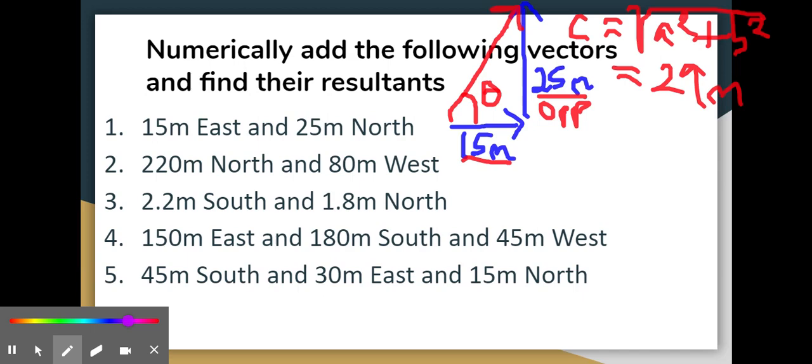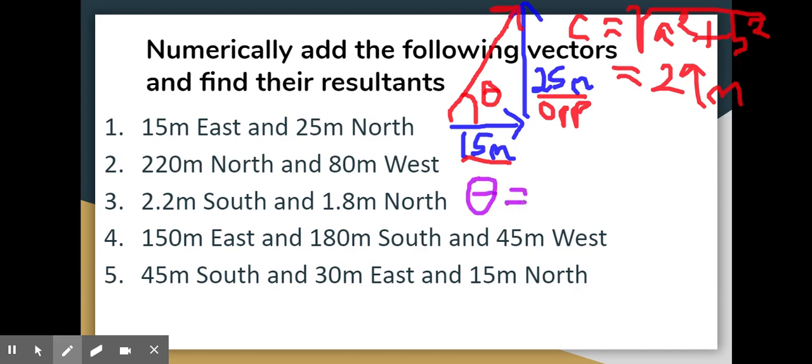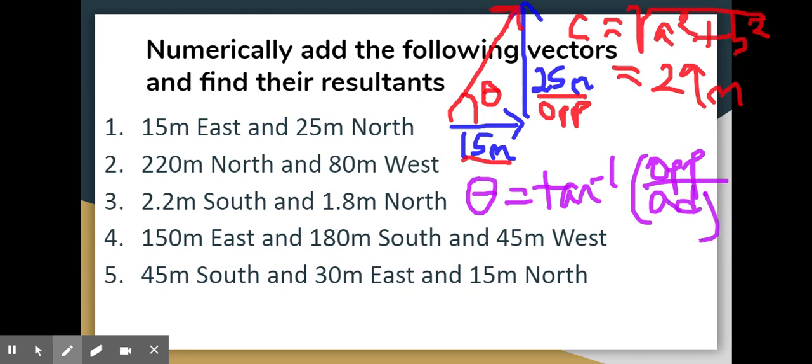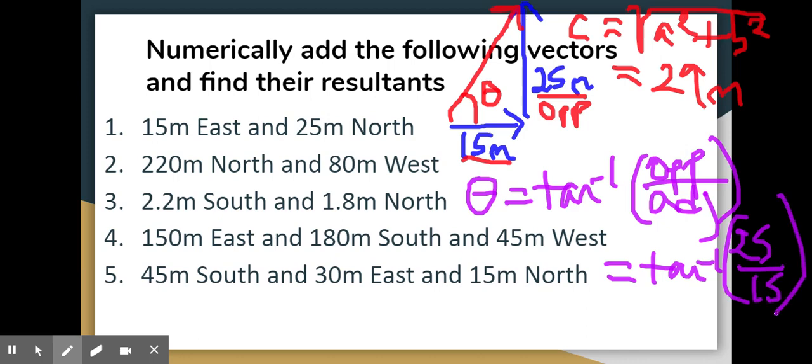So we're going to look at SOHCAHTOA. We have an opposite and an adjacent side. OA, TOA, we're going to use tangent. So we have theta equals the inverse tangent. TOA, opposite over hypotenuse, or over adjacent, sorry. TOA. And so we can go ahead and plug these numbers in. Remember, opposite is opposite the angle. So we'd have inverse tangent of 25 divided by 15. Make sure your calculator's in degree mode. So we have inverse tangent of 25 divided by 15. And that gives us an angle of 59 degrees.